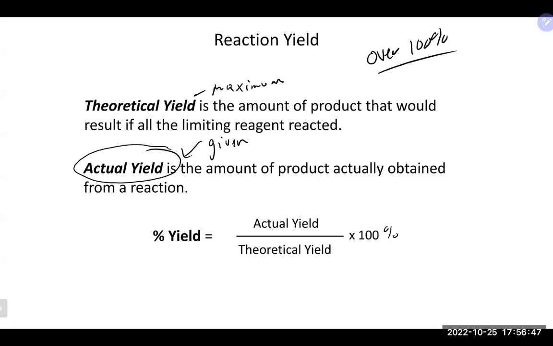Yeah, it is possible, but it is actually not a very good thing. It probably indicates somewhere along the way you messed up. A very common way people sometimes get over 100% yield is, say, with a precipitation reaction we've been talking about.